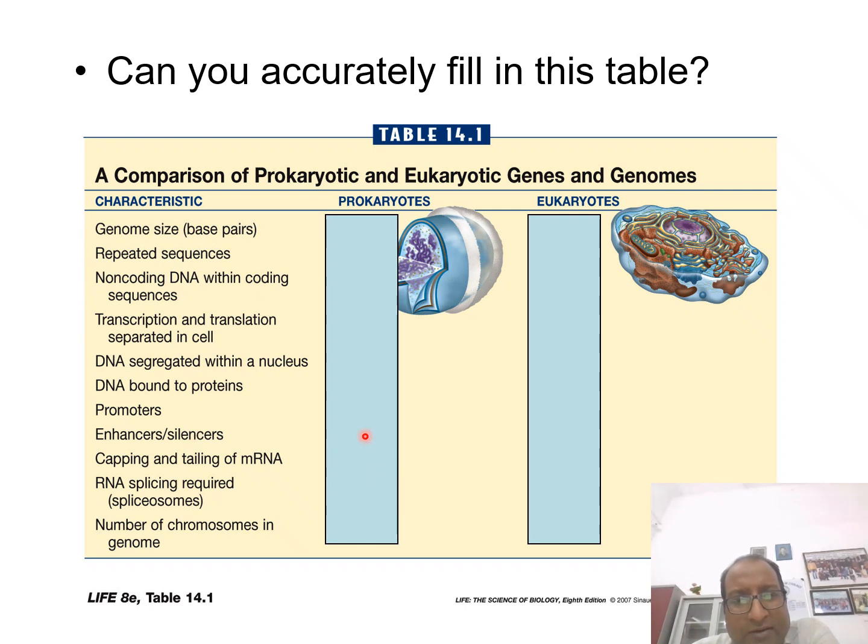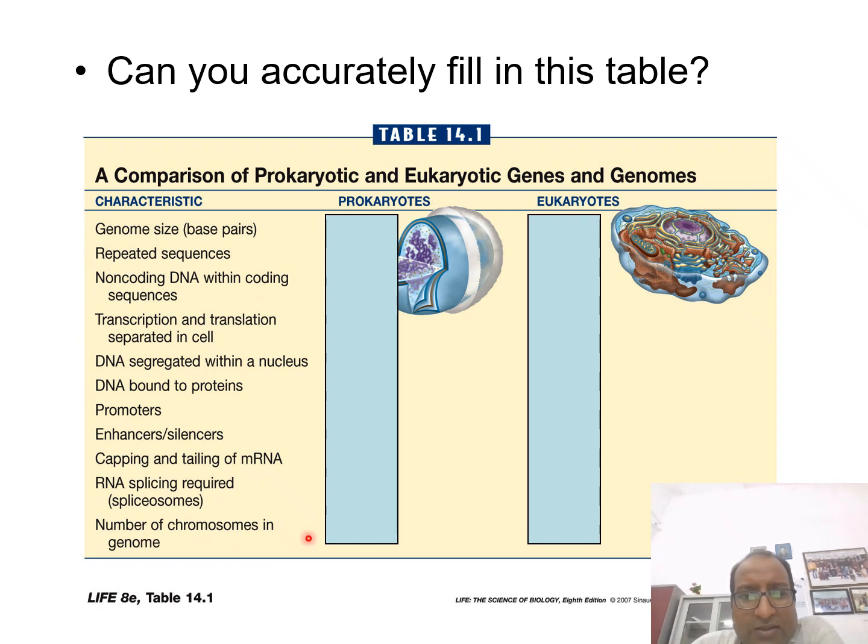Enhancers and silencers are absent in prokaryotes. In the eukaryote, enhancers and silencers are present. Capping and tailing of the mRNA are not required in prokaryotes, as the mRNA synthesized from the DNA is transcribed and immediately undergoes translation, so there is no need for capping. While in the eukaryote, capping and tailing of the mRNA are required for the stability of the mRNA. RNA splicing and spliceosomes are absent in prokaryotes. They are present in the eukaryote and do alternative splicing to produce variable gene expression.